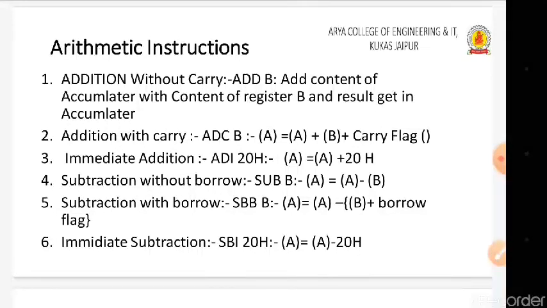Number one, addition without carry. For example, ADD B. ADD means addition. B means register B. Add the content of accumulator with content of register B and the result is stored in accumulator.